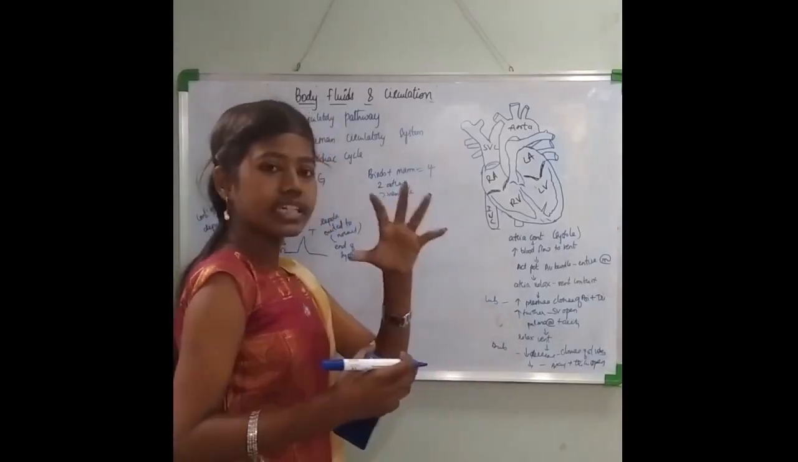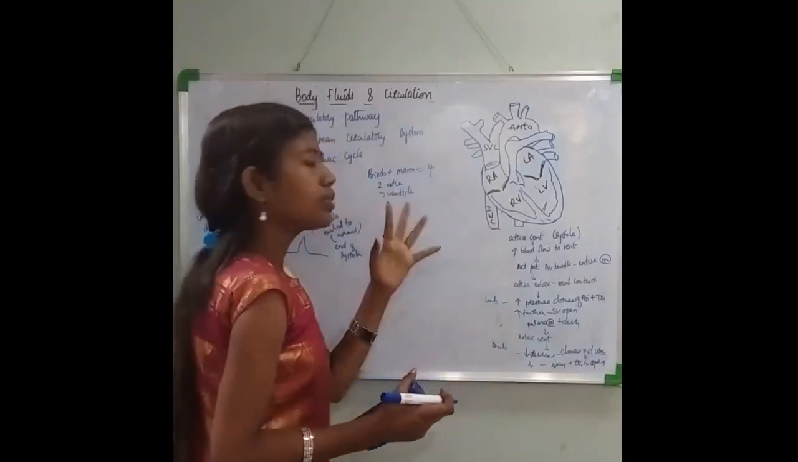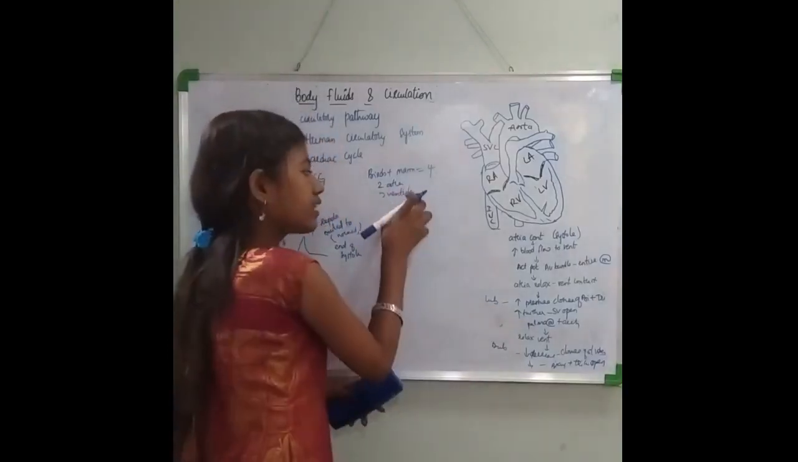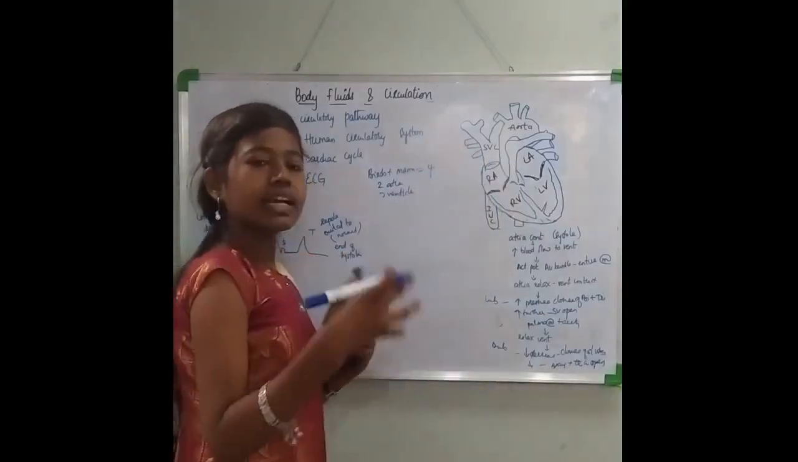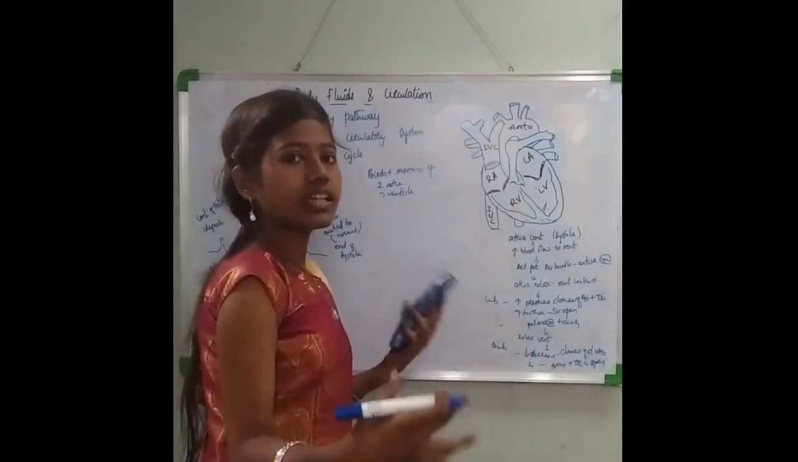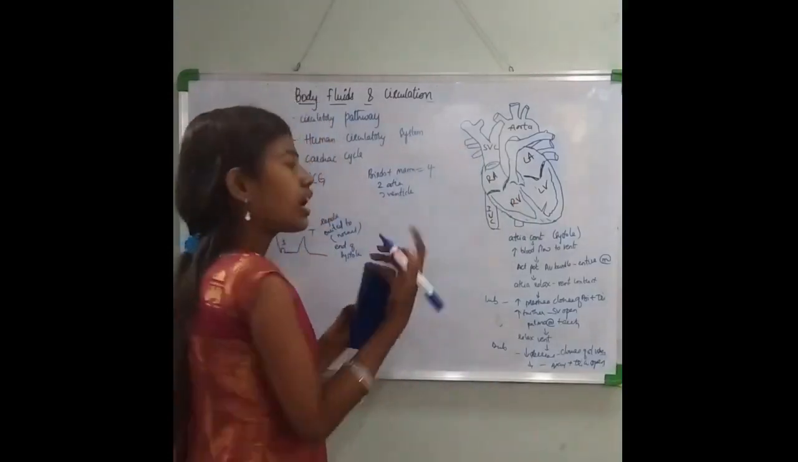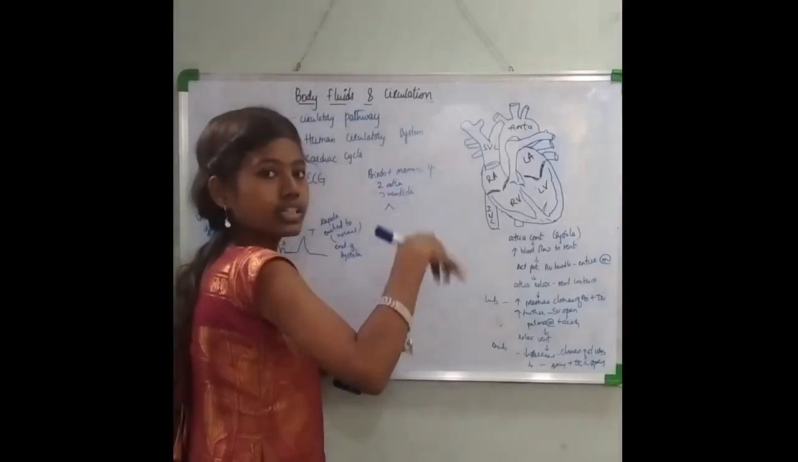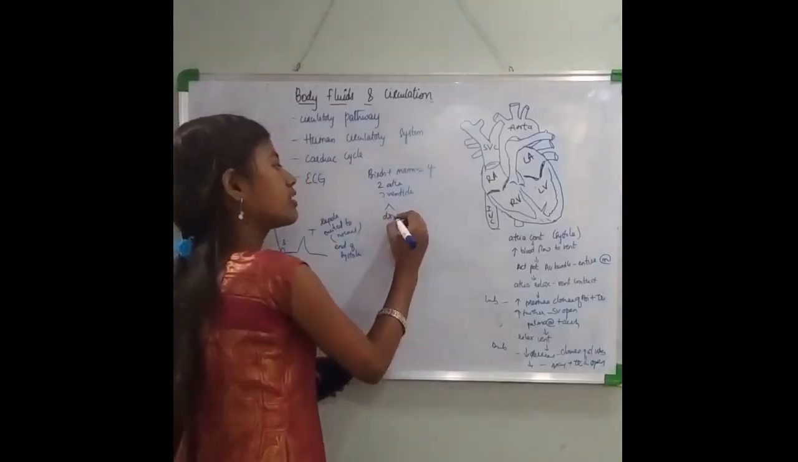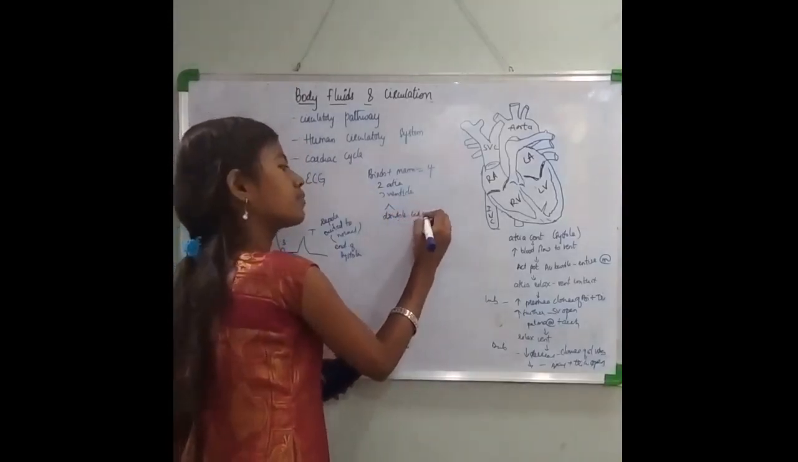Then the oxygenated and deoxygenated blood is transferred to respective ventricles. Right atrium will give it to right ventricle, left atrium will give it to left ventricle. The blood gets oxygenated and distributed to the entire body. So these are two different circulatory pathways, right? Atrial pathway, ventricular pathway. So this is referred to as double circulation.